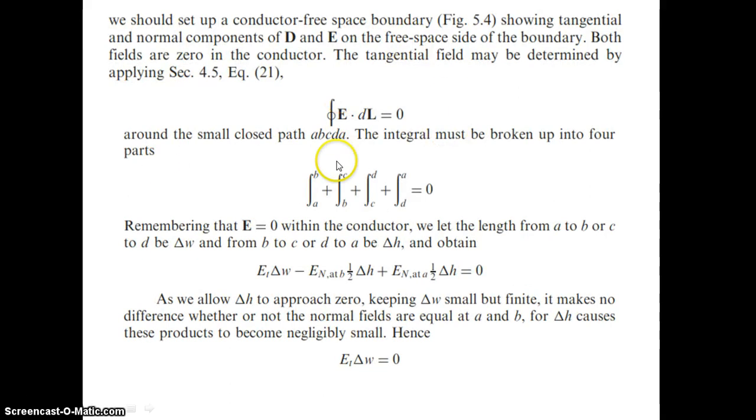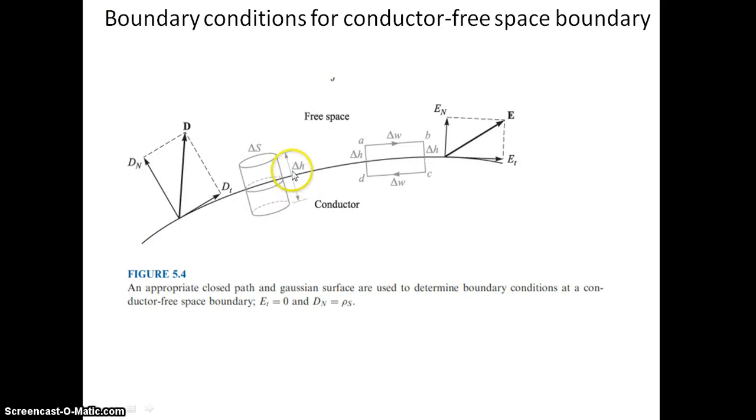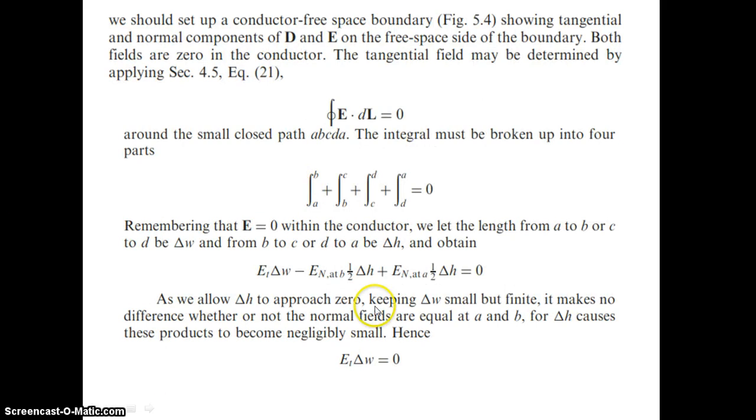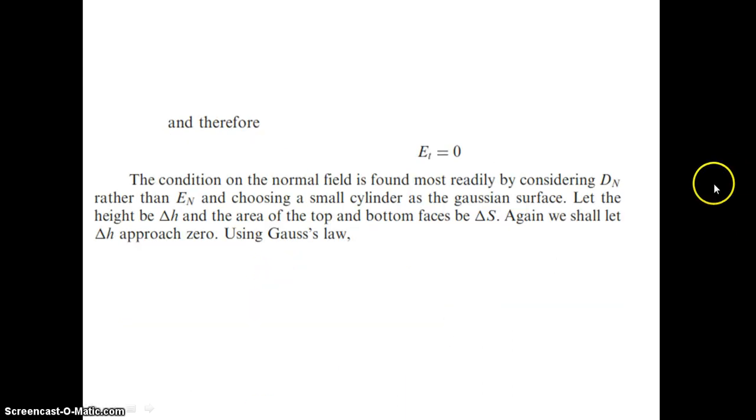As you know, the electric field intensity around a closed path is equal to 0. That means the closed integral of E dot dl equals 0. So consider AB plus BC plus CD plus DA equal to 0. So here we replace: Et del W minus En half del H plus En half del H. Remember here the height is del H, so half height is above in the free space and half height in the conductor. As del H tends to 0, these two terms will be 0. So we have Et del W equal to 0, so the tangential component is 0. Therefore Et equal to 0. This is one of the boundary conditions.